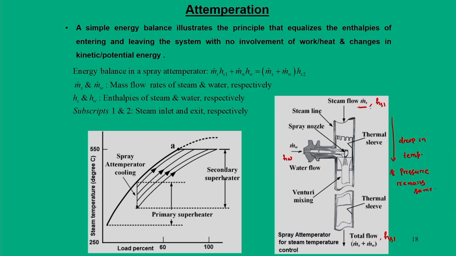To maintain the pressure the same at the entry point, we have similar pressures from this water inflow and the steam inflow. So, if there is no involvement of work, heat, and changes in kinetic or potential energy, then you can simply frame the energy balance equation, that is MS dot HS1 plus MW dot HW is equal to MS dot plus MW dot HS2. Okay. So, this is what the attemperation is required for a superheating unit to generate a flat curve.